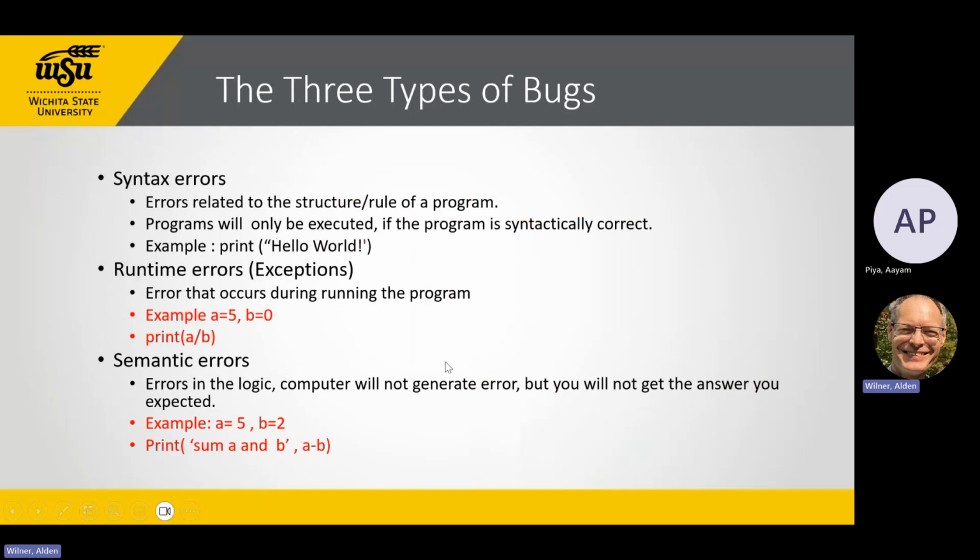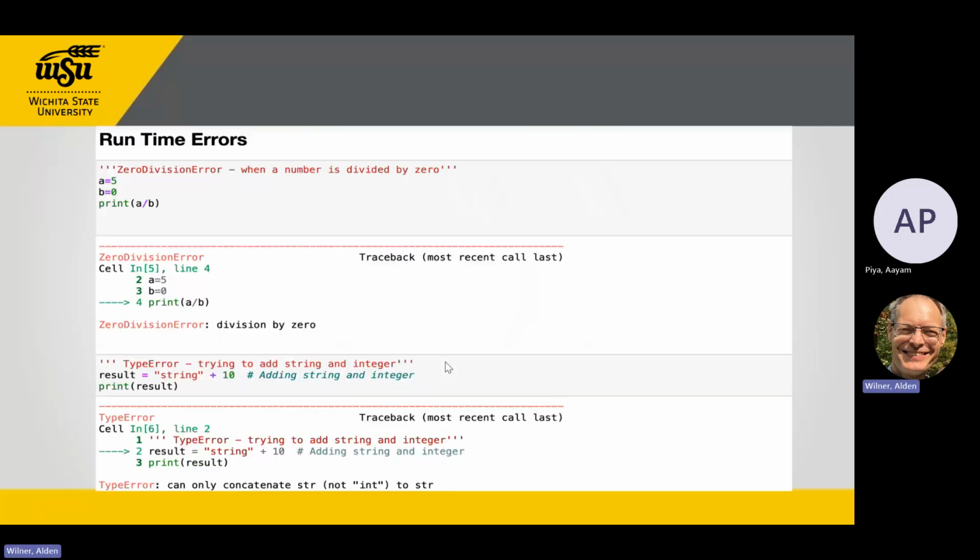Semantic errors is when you've written code and it looks fine, it works great, but it doesn't do what you intended it to. If I say the sum of A and B is A minus B, right? It's going to tell me that 5 plus 2 is 3, which obviously is wrong, right? But you know, some of the worst bugs are those subtle semantic errors where you've made some mistake.